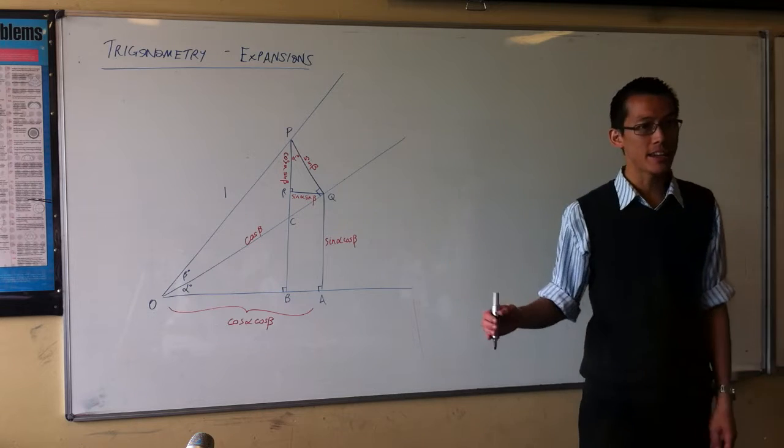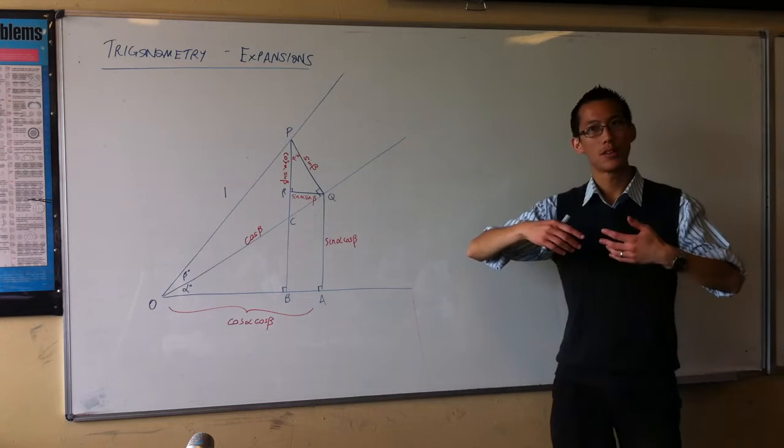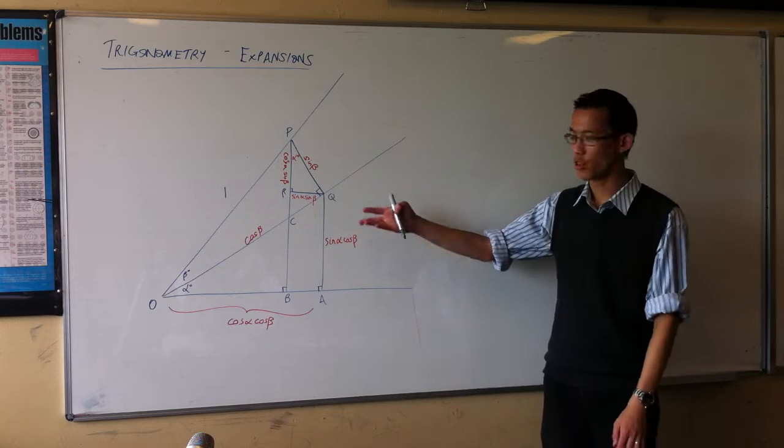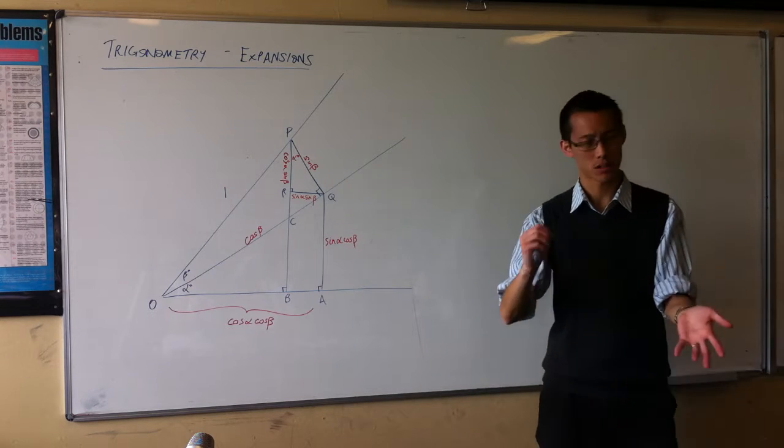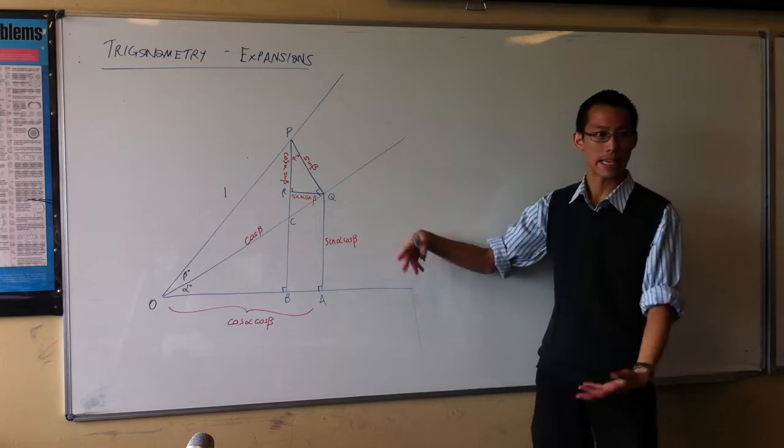Now what I've got in red is all of the intermediary steps as you go along the way to work out what the real expansions are. What's sine alpha plus beta? What's cos alpha plus beta? All of this is to get there, okay?